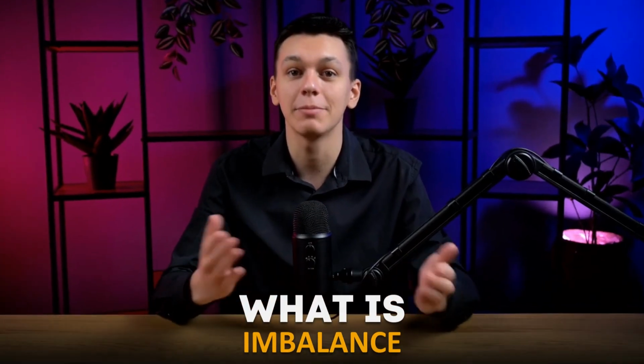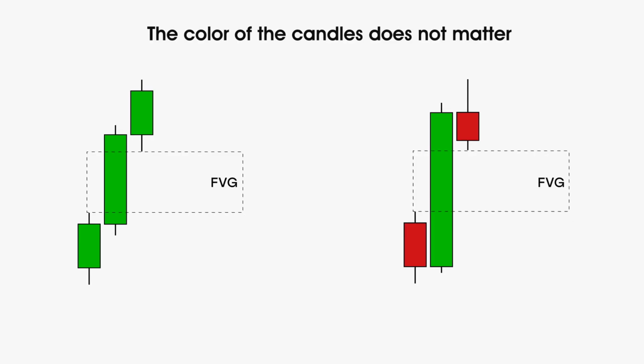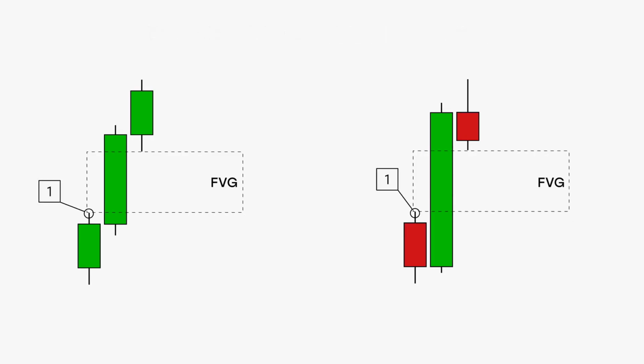Now let's understand what imbalance is. Simply put, it's a gap on the chart occurring between the wicks of 3 consecutive candles, with the color of the candles being irrelevant. In an upward movement, the upper wick of the first candle does not reach the lower wick of the third candle, leaving a space indicating an unexpected market gap.